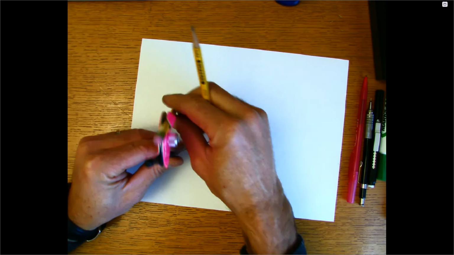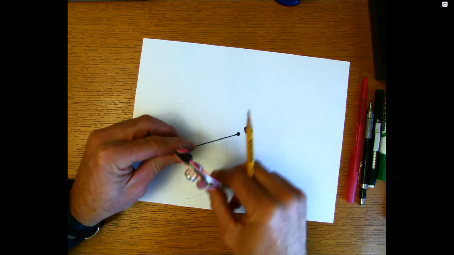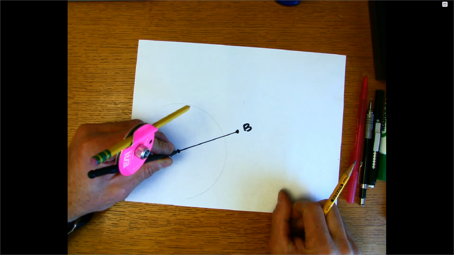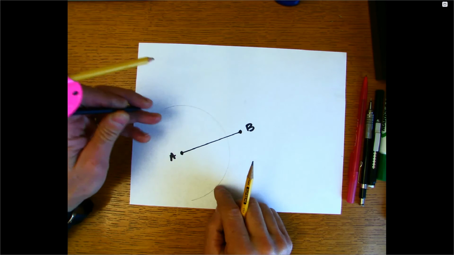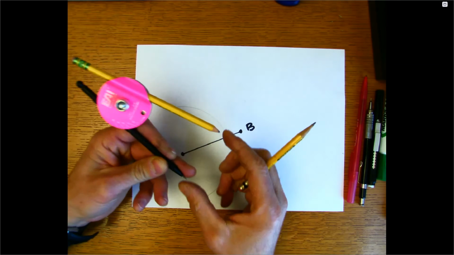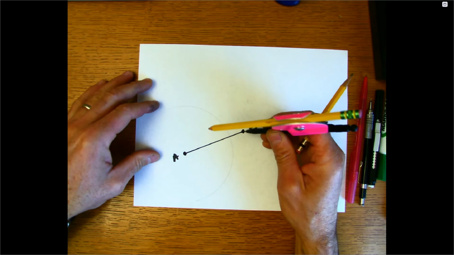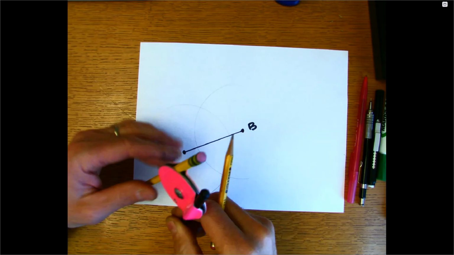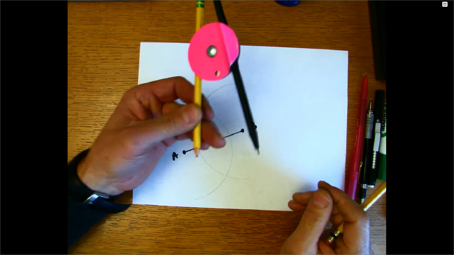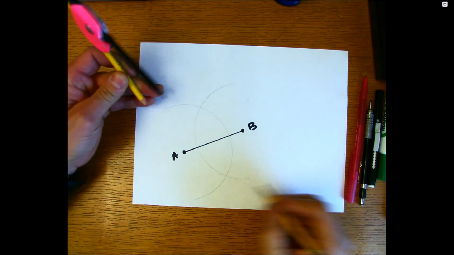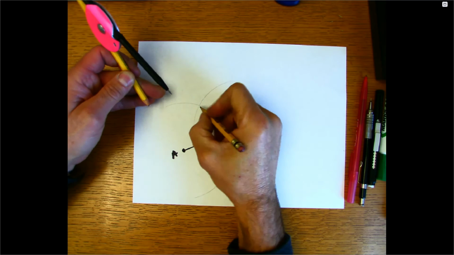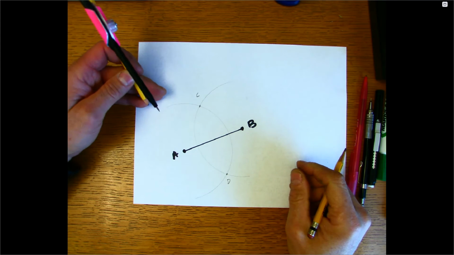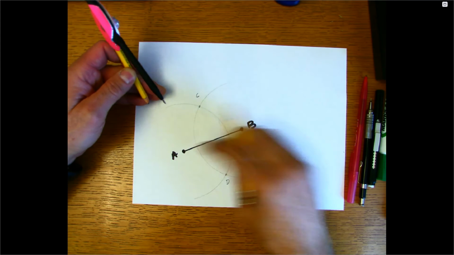So here's what I'm going to do. I'm going to construct a circle centered at A with a distance that's over half the distance from A to B. And any point on this circle will be exactly that distance from A. If I do the same thing from B, any point on that circle or part of a circle will be that same fixed distance from B. So these two points, let's call them C and D, are the points that are exactly that distance from B and that distance from A.